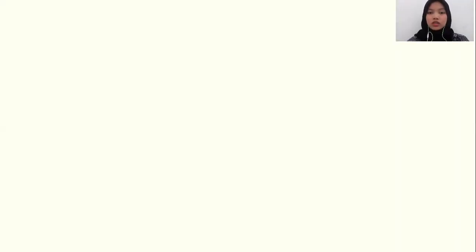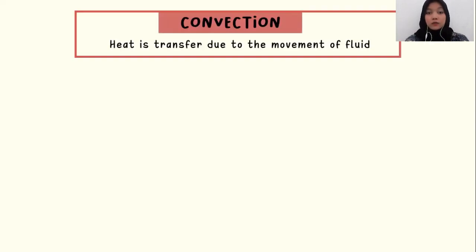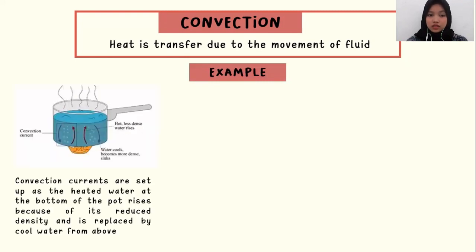Okay, from the video about the convection, we can say the convection is the heat transfer due to the movement of fluid. The fluid we have is liquid and gas. The first example of convection is when we boil the water, the convection currents are set up as the heated water at the bottom of the pot rises because of its reduced density and is replaced by the cool water from above. So the hot water will rise up while the cold water will sink down, and it flows regularly like that, and it's called the convection current.